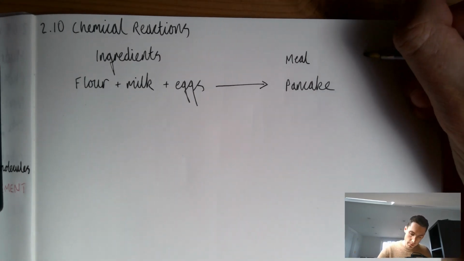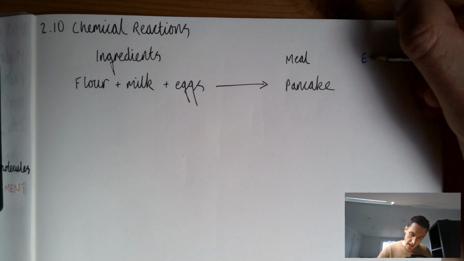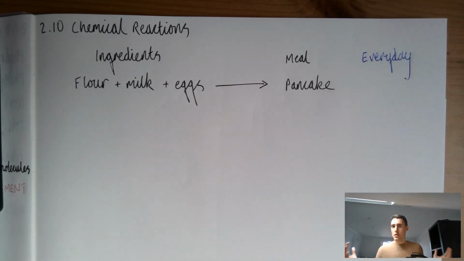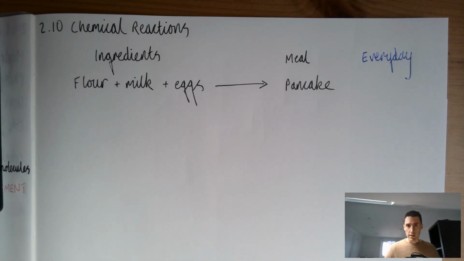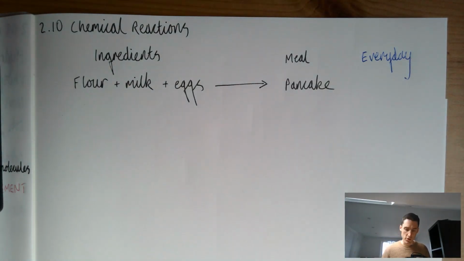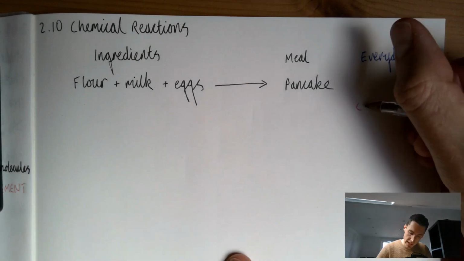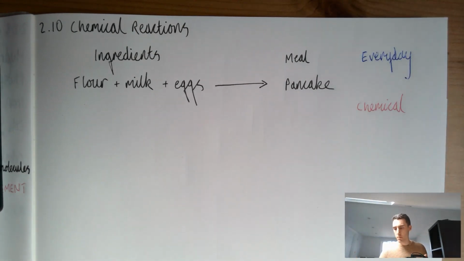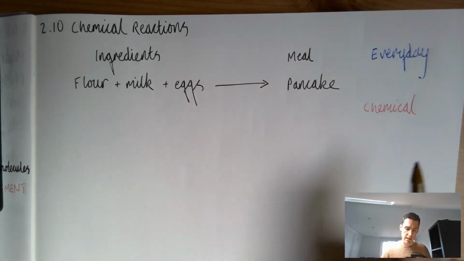What we need to draw their attention to is that this is an everyday way of thinking about it. This is the way you would think about it if you were just an ordinary person making pancakes in your kitchen. You would think about it in terms of the ingredients you start with, the meal you end up with. But what we want to do is think about it in chemical terms, or maybe more broadly scientific terms, but I'm going to say chemical.